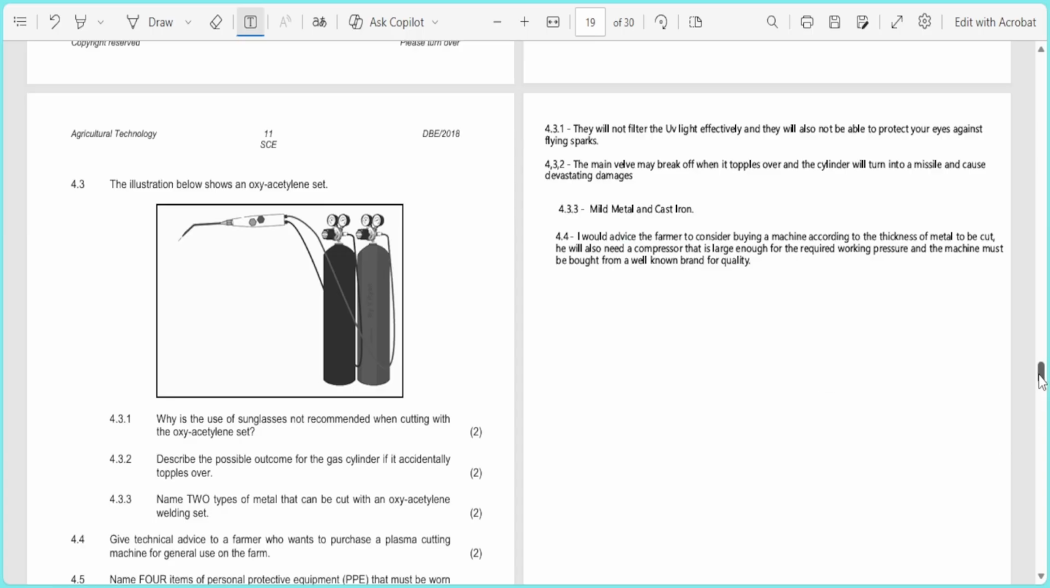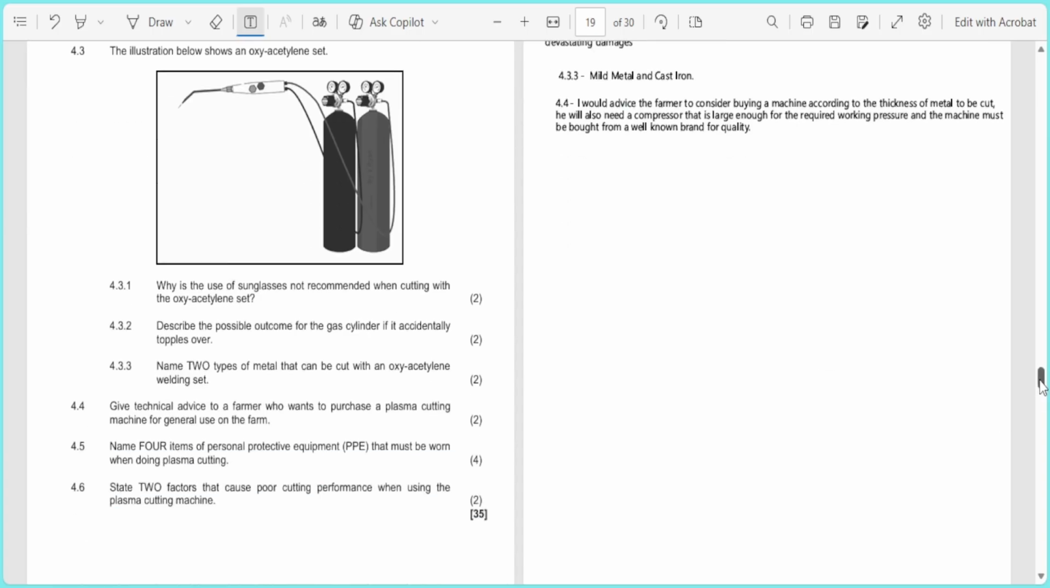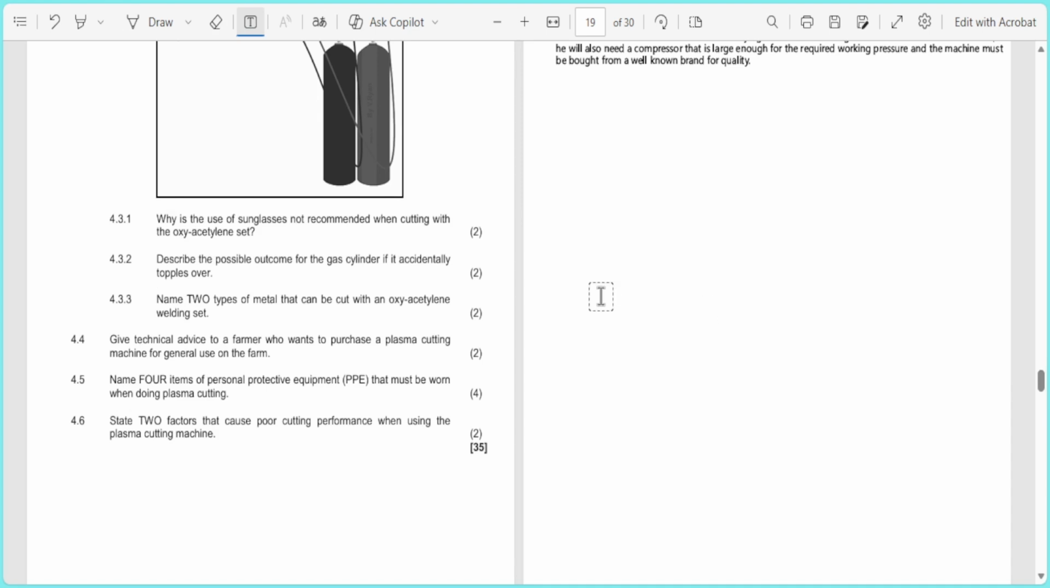All right, so 4.4 done. 4.5: name 4 items of personal protective equipment that must be worn when doing plasma cutting. Okay, so 4 items.